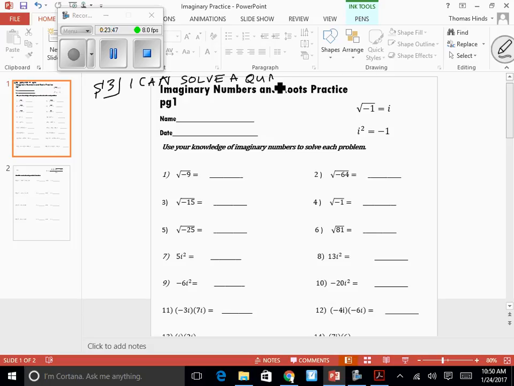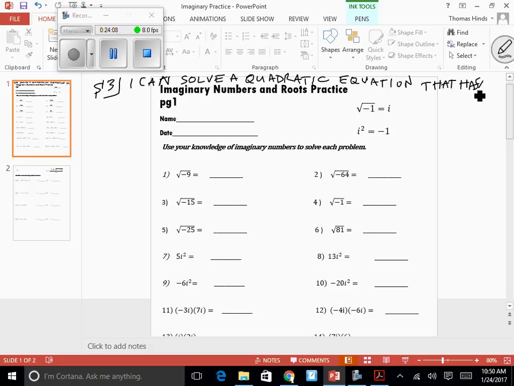I can solve quadratic equations. Write that down. x equals. Please write it down so that when I collect it... complex roots.